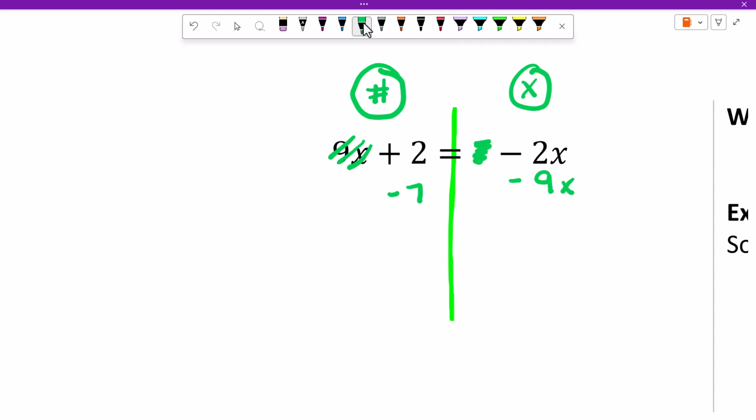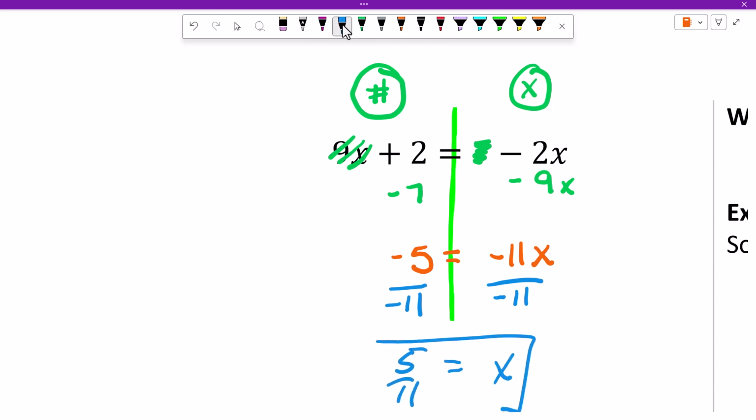Then the x is already on the x side. So now we just do our cleanup. All right? So we got 2 minus 7. We get negative 5. What do we have for the x's? Negative 2 minus 9. What do we get there? Minus 11. All right? So now we divide to get the x by itself. It's negative 11, so we have to divide by negative 11. So the x here, the 2 negative signs cancel each other out, so just 5 over 11.